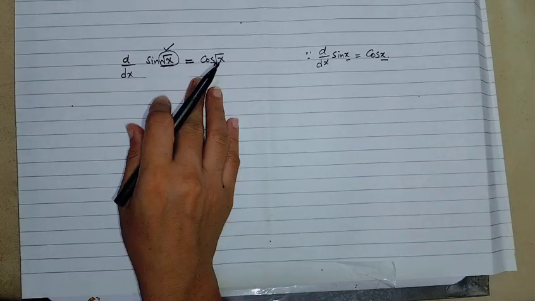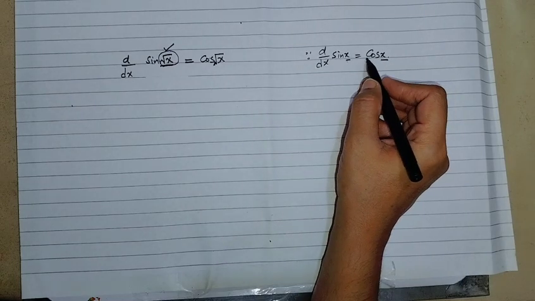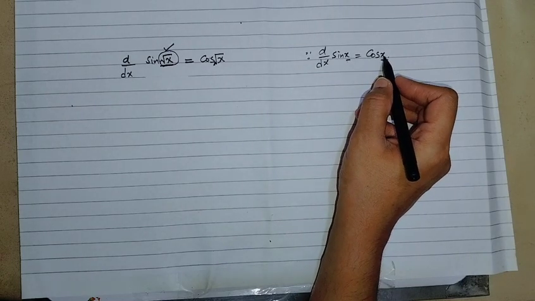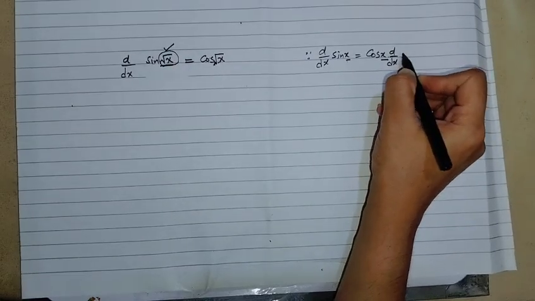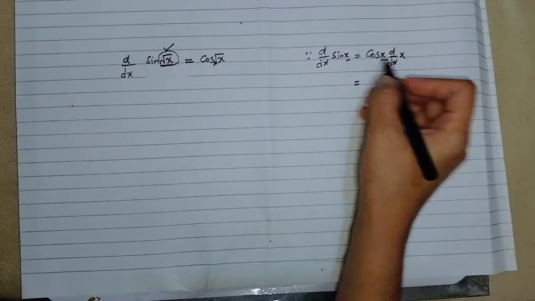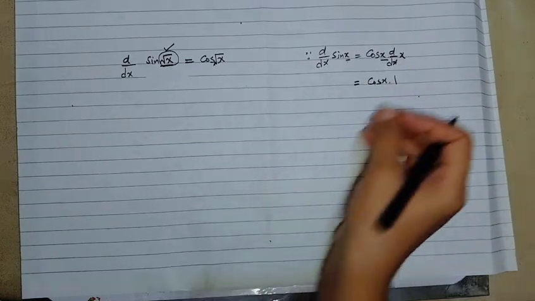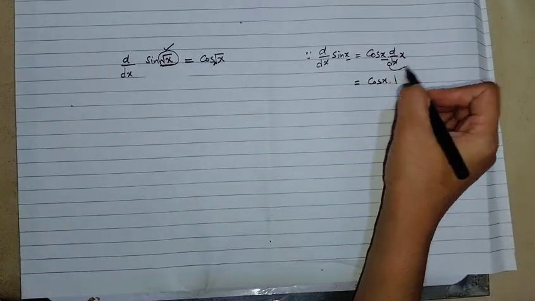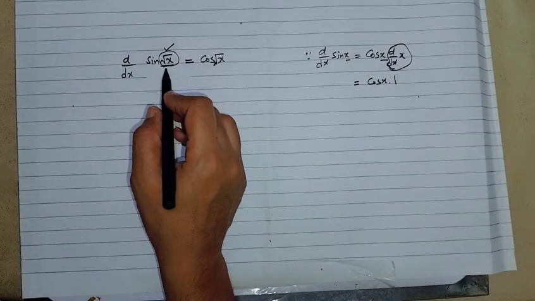This is the derivative, but here it is not only that. The derivative of sine x is equal to cos x, and here we do not mention the derivative of x. Why? Because the derivative of x with respect to x is 1, so we do not mention it. This is the most important part of this lesson.